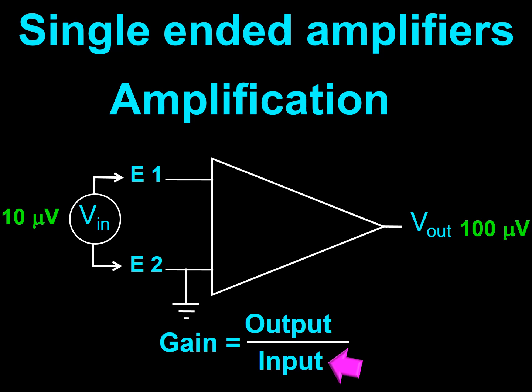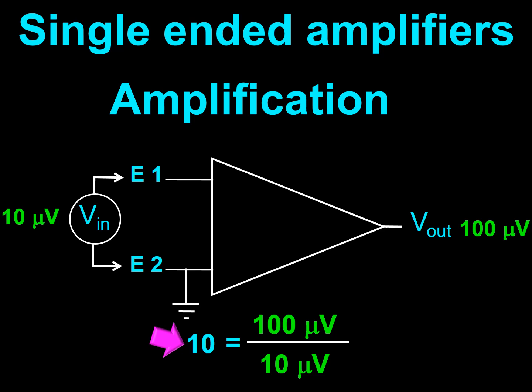In this case, when the voltage going in is 10 microvolts and the voltage going out is 100 microvolts, the gain of the amplifier is 10. Often, this number is expressed by writing it inside the amplifier, as I have done in this frame.